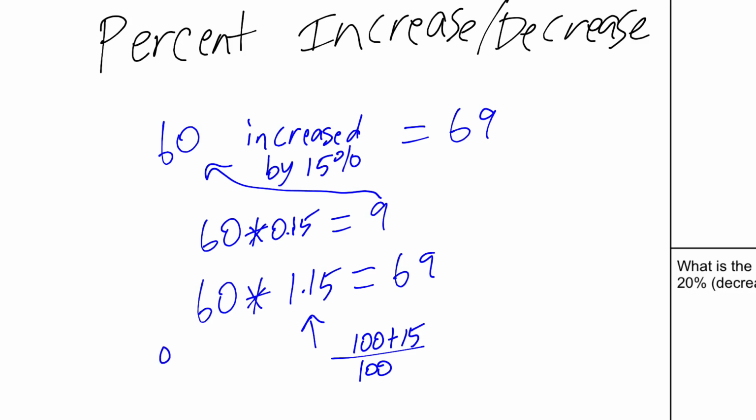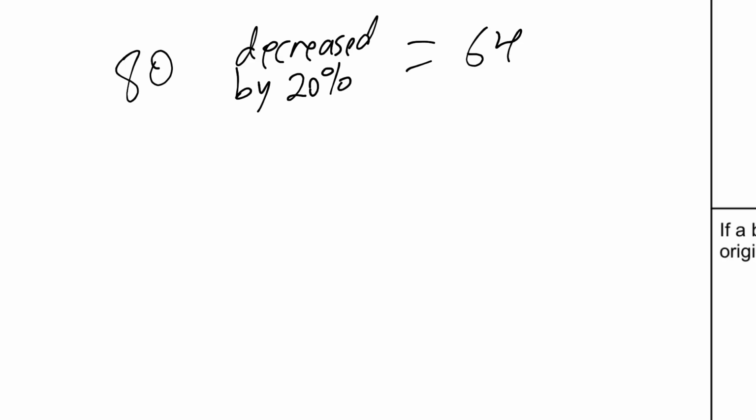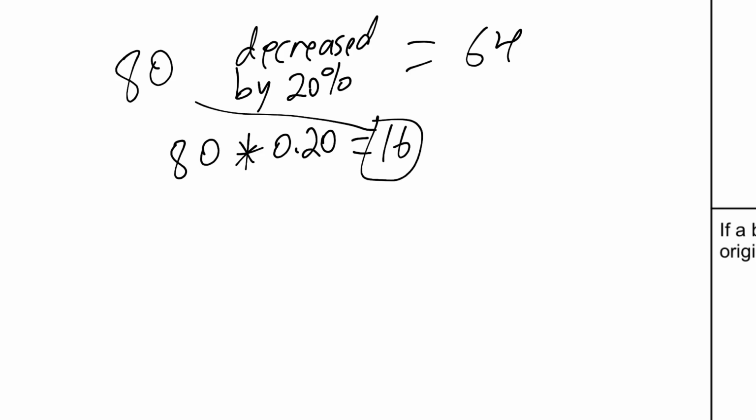If we're starting from our original and we're going to our new value, we multiply by 1.15. Let's look at a decrease example. If we have the number 80 decreased by 20%, we get 64. One way to do this is we can take 80 times the decimal equivalent and get 16. And we can take 16 and subtract that from our original value, and we get 64.